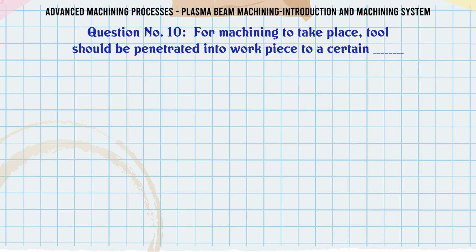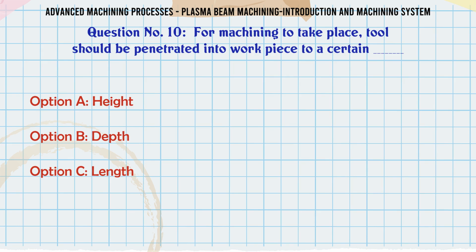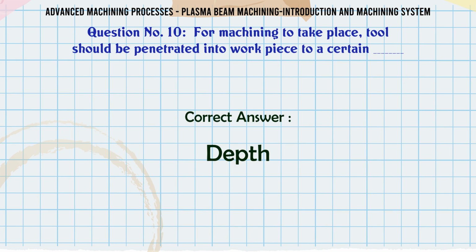For machining to take place, tool should be penetrated into workpiece to a certain A. height. B. depth. C. length. D. width. The correct answer is depth.